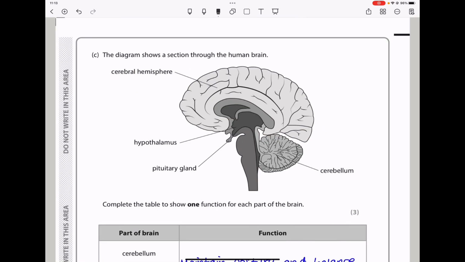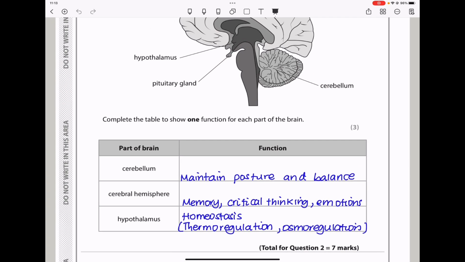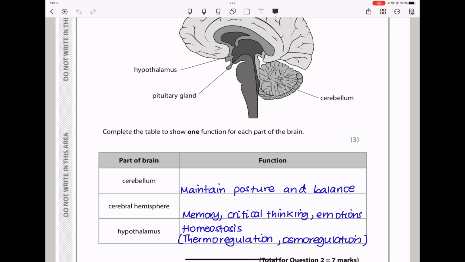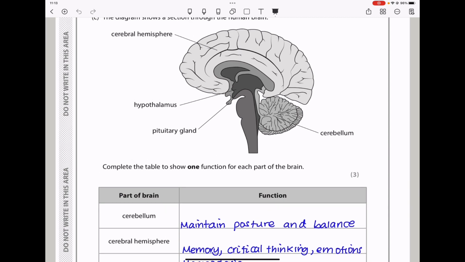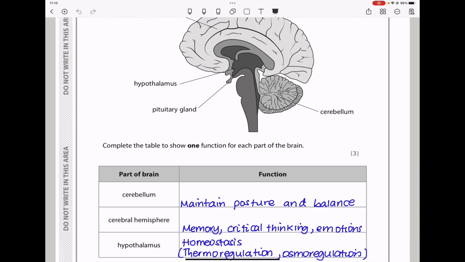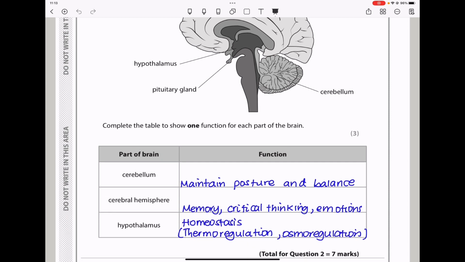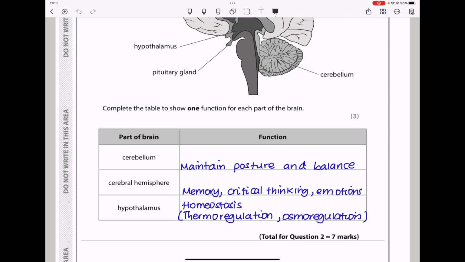Moving on. In part C, the diagram shows a section through the human brain. So we see the cerebral hemisphere, we see the hypothalamus, the pituitary gland, as well as the cerebellum. Here they say complete the table to show one function of each part of the brain. The cerebellum is the region where balance and maintenance of body posture is obtained. The cerebral hemispheres is a region for intelligence, memory, critical thinking, emotions, and so on. And then the hypothalamus is for osmoregulation, thermoregulation, or you could say for homeostasis.